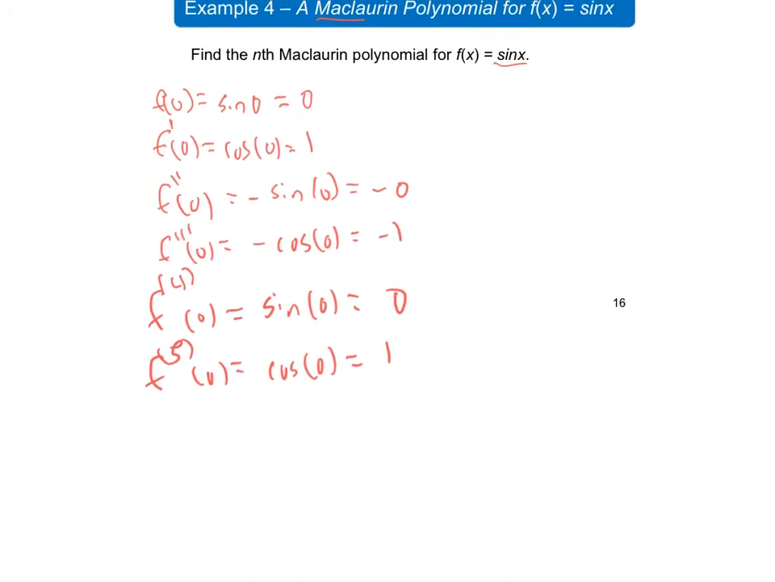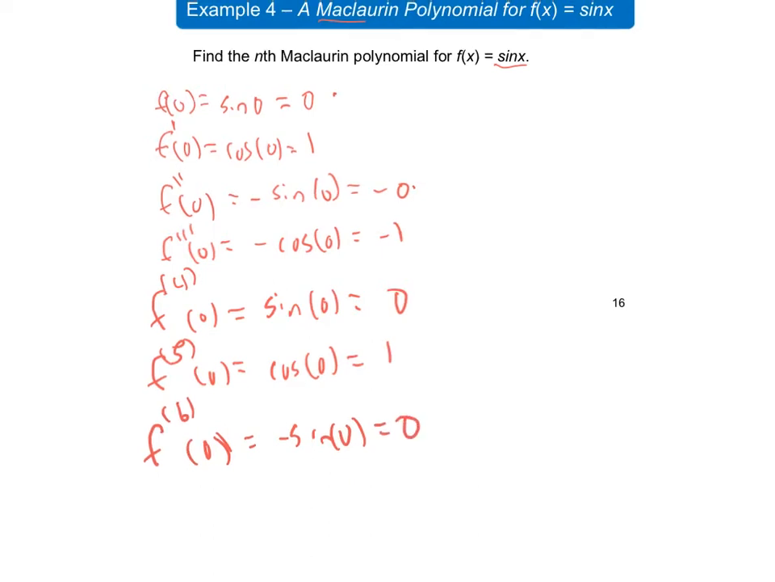And let's see. You should see a pattern. 0, 1, 0, negative 1, I think. 0, 1. Let's see if we get 0 again. F, the sixth derivative at 0. The derivative of cosine is a negative sine of 0. And that is still sine of 0. Still 0.